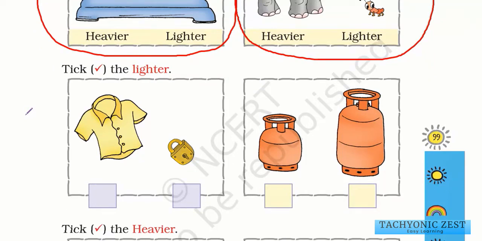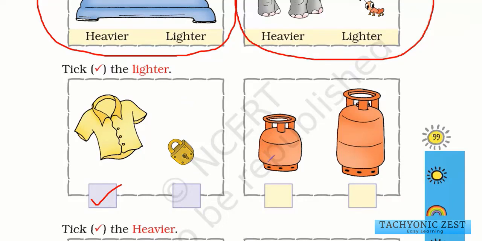Next we have to take the lighter object. Now this is a t-shirt and this is a lock. Out of these two objects, we have to tick the one that is lighter. Can you tell me, students, which one is lighter? Correct, the shirt is lighter. The shirt is a lighter object and the lock is the heavier object. So we have to take the lighter object. So this is the answer.